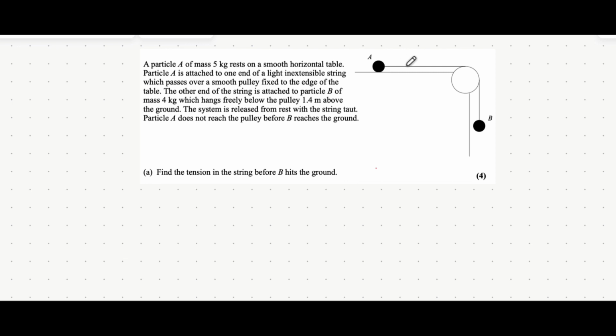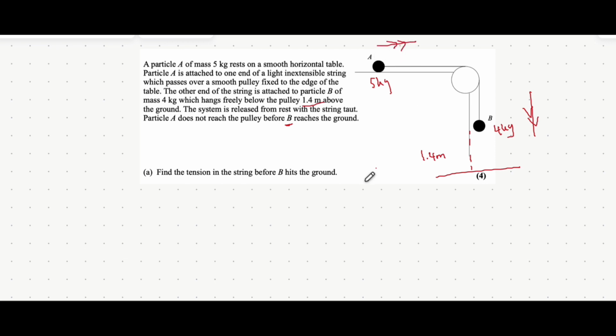So it tells you there's a particle A, which has a mass of 5 kg. There's a particle B, which has a mass of 4 kg. Now, if this is hanging freely, it does tell you the distance that it's hanging above the ground. Let's see if that does help at some point in the question. But it makes sense that B is pulling it downwards, because it tells you that particle A does not reach the pulley before B reaches the ground, meaning the direction of acceleration for B would be downwards. In that case, A would have to move to the right.